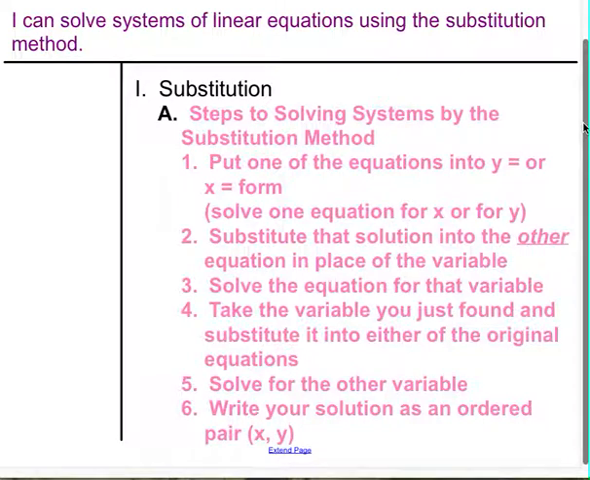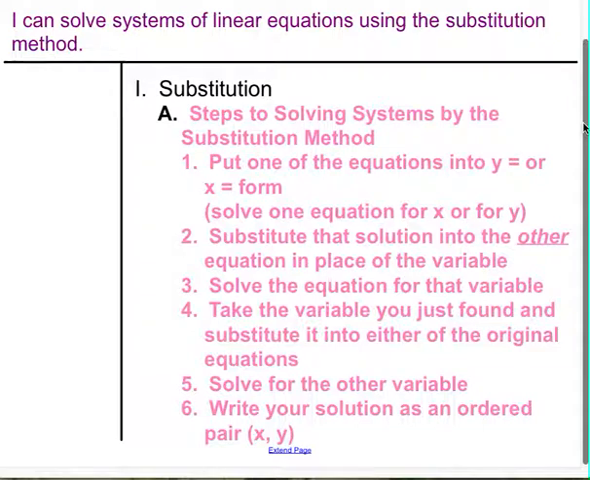And then you will substitute that solution into the other equation, replacing whichever variable you just solved for. You will end up with one equation with one variable. If you end up with an equation with two variables, you substituted wrong at some point. So you'll solve your one equation with one variable, just like we solve normal equations. And once you have that solution, you'll substitute it back in and solve for your other variable. And then always write your solution as an ordered pair.